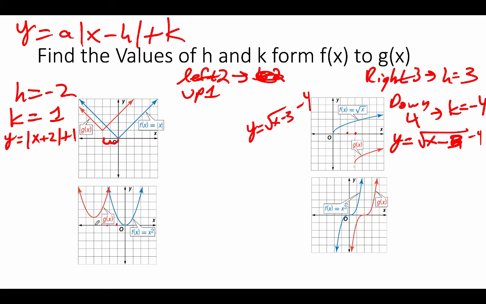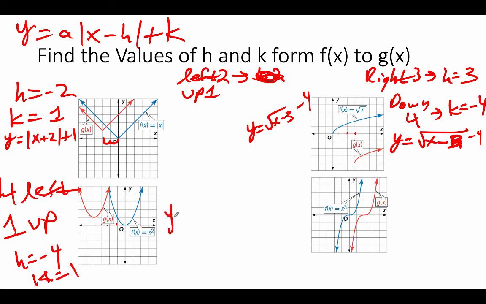1, 2, 3, 4 left. 4 left and 1 up. 4 left, that means that h is negative 4, k is positive 1. Y equals x minus negative 4. Minus negative means plus. Plus 1. This is 4 left, that's 1 up.